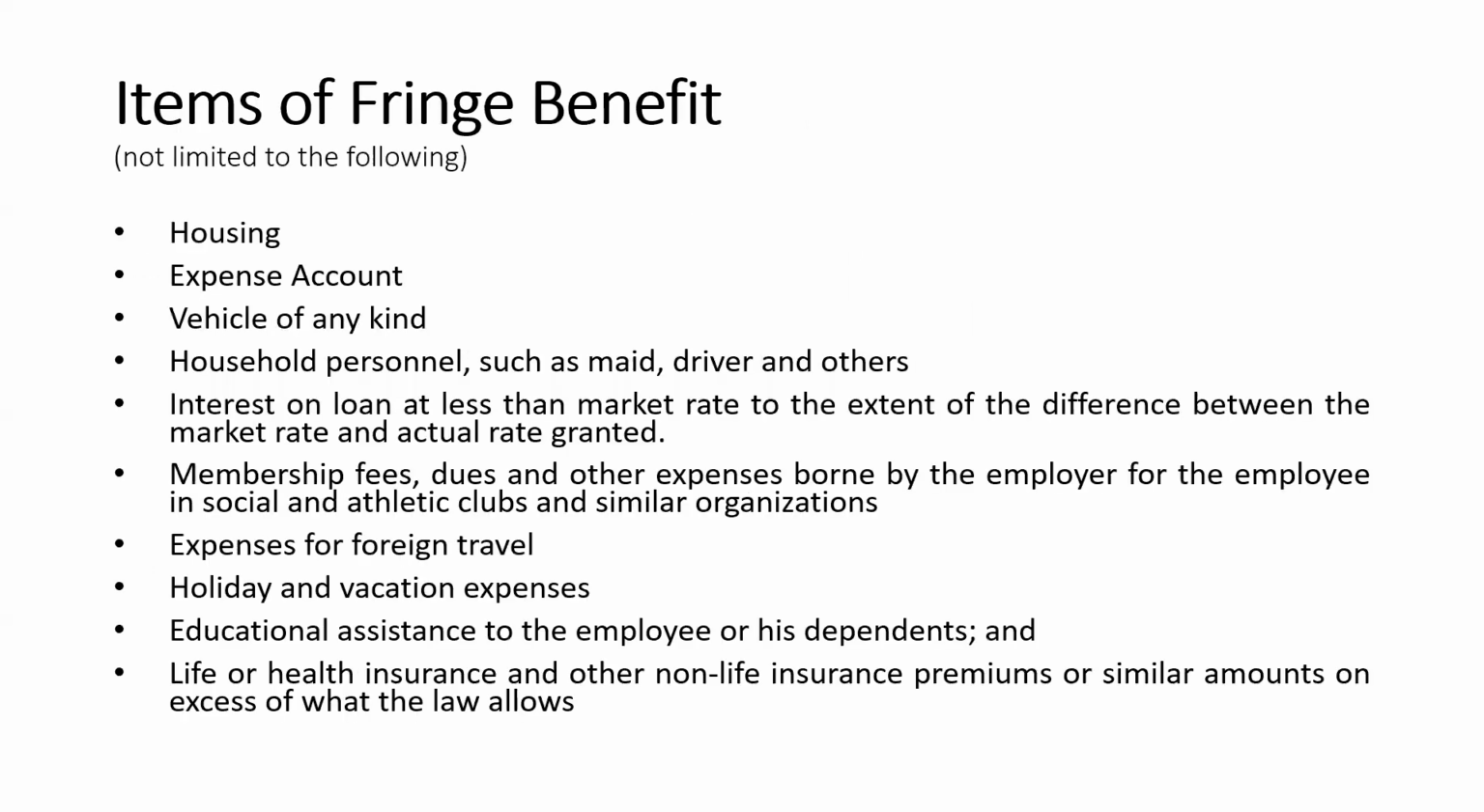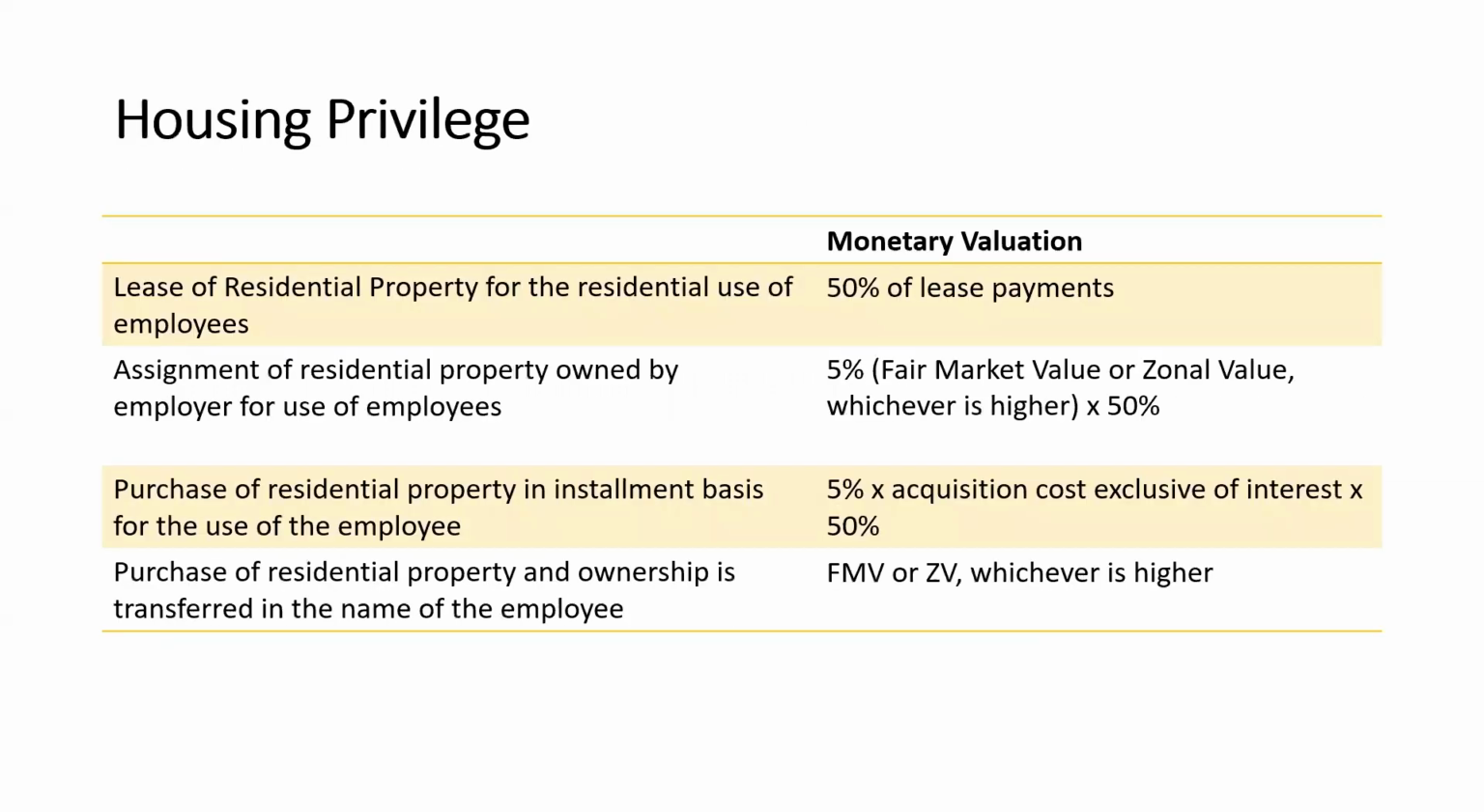Items of fringe benefit tax. There are many, but not limited to the following. So many already listed, and yet the list is still incomplete. Housing privilege. How do we compute the actual monetary value? Or the monetary valuation. We need the monetary valuation because that is what we divide by the divisor to get the GMV.